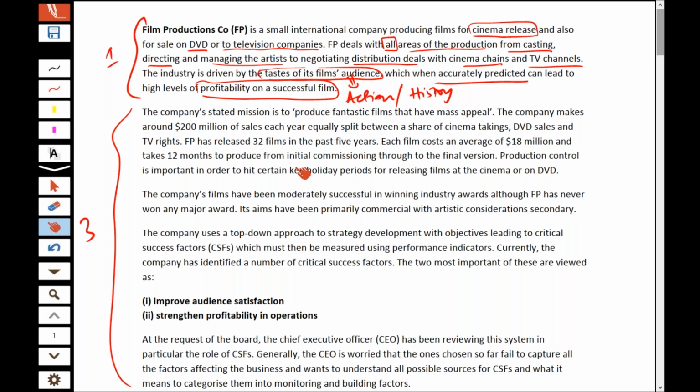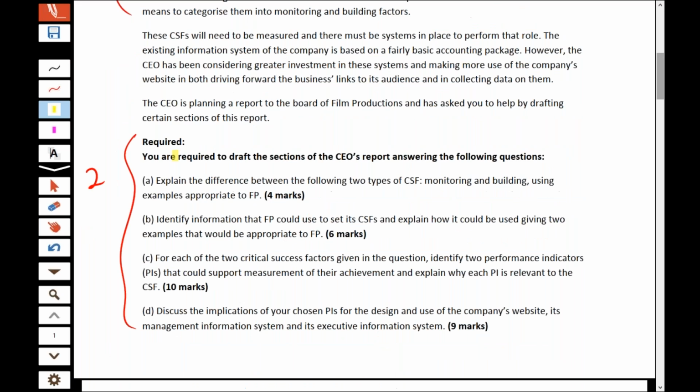Now, what next is there? The requirements of the question. It says you are required to draft the sections of the CEO report answering the following questions. What do you need to do? You are required to draft the sections of the CEO's report. Remember, you don't have to draft the report. You have to draft the sections of the CEO's report.